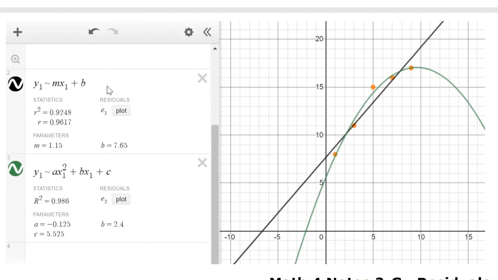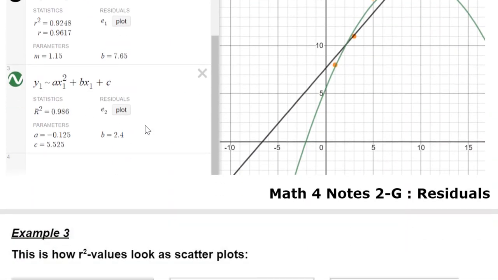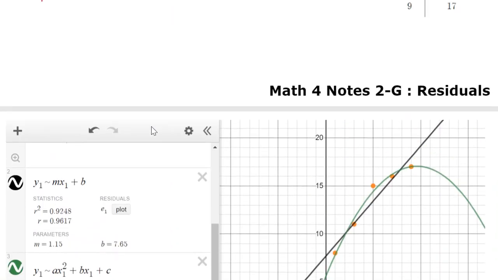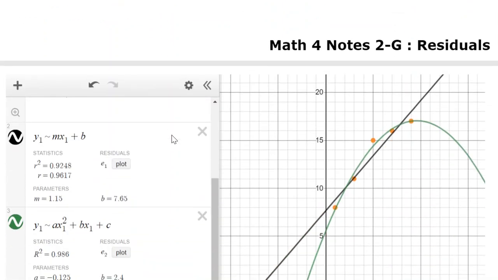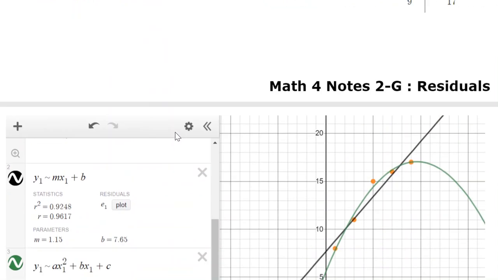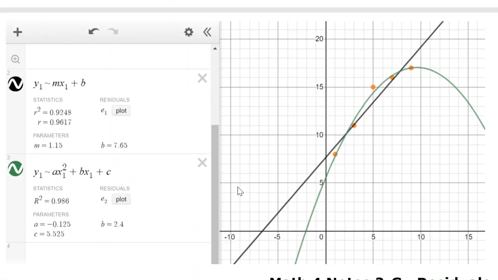Now the quadratic: A is negative 0.125, and then B is 2.4, so we'll say plus 2.4x. And then the C value is 5.525, plus 5.525. And then we say that the R-squared value is .986.